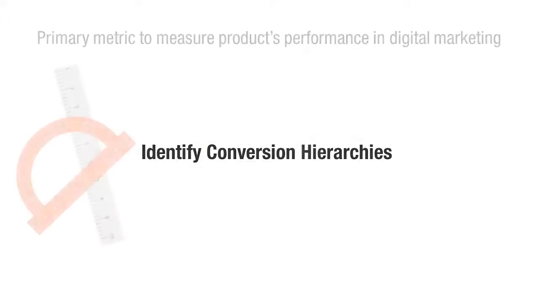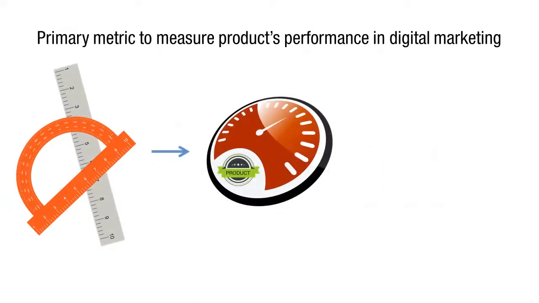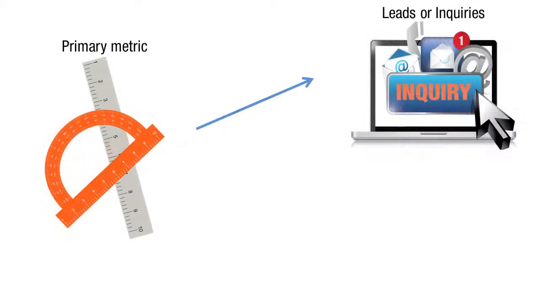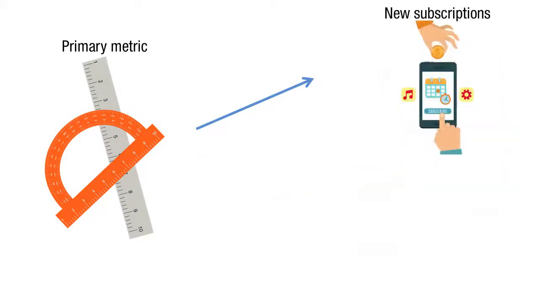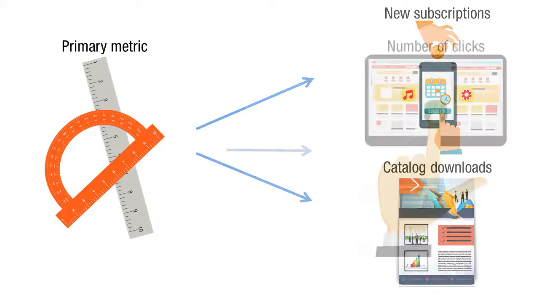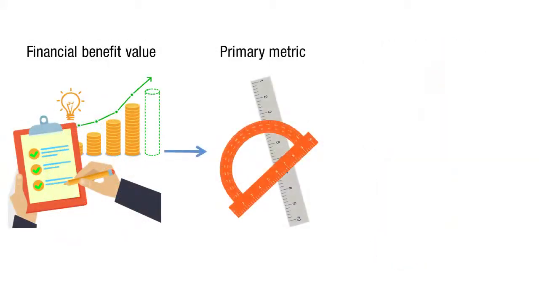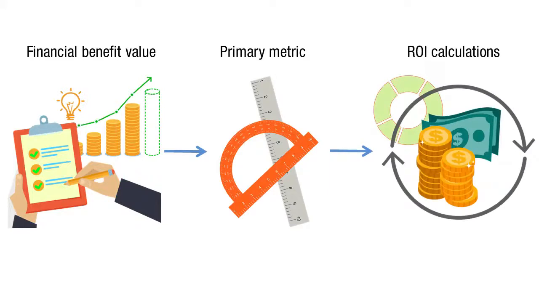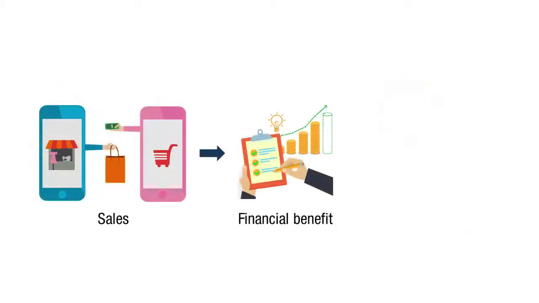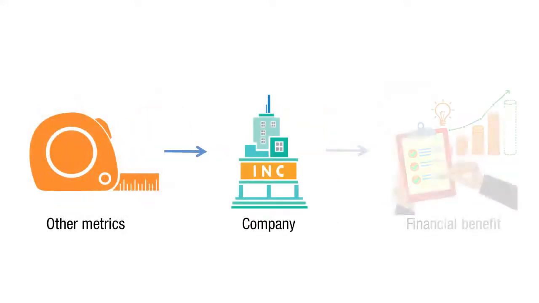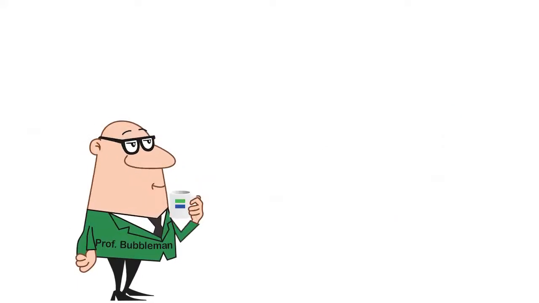This step starts with the primary metric on which a product's performance in digital marketing is to be measured. Examples of primary metrics are leads or inquiries, sales, new subscriptions, catalog downloads, number of clicks and/or impressions. It's important to assign a financial benefit value to each primary metric to enable ROI calculations. For sales, the financial benefit is straightforward, revenues. For other metrics, a company must estimate the financial benefit. Can you think of an example for this concept?